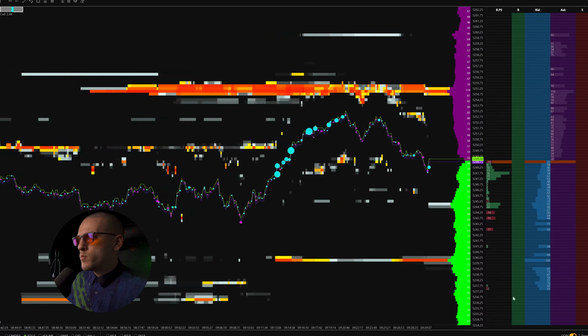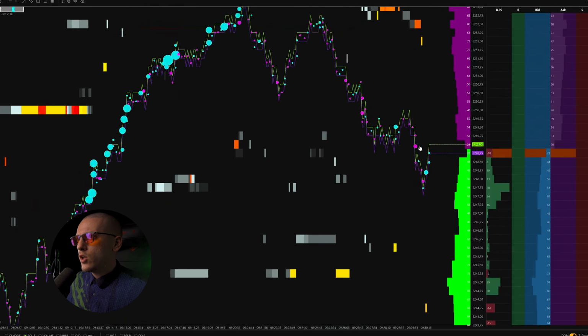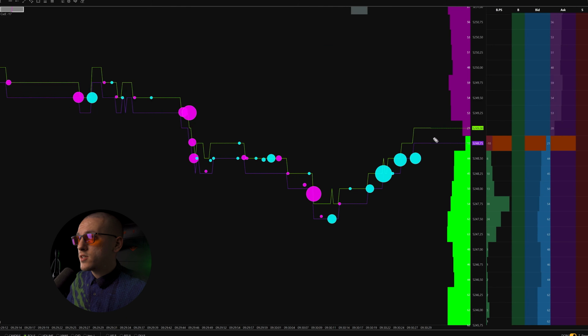Now let's zoom in on all of this. If you closely take a look at this chart, you will see that there are two lines constantly moving. These lines represent the best ask and the best bid, which respectively are the best price at which there's at least one sell limit in the order book and the best price at which there's at least one buy limit in the order book.